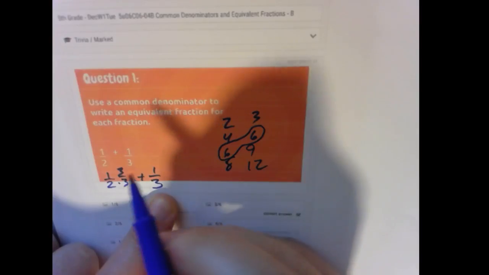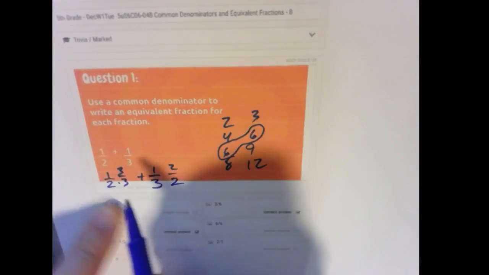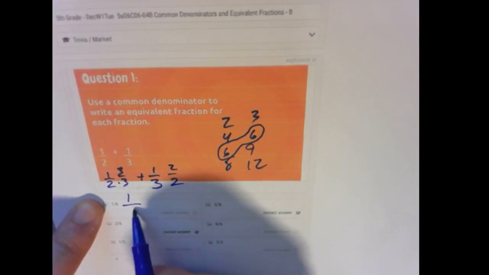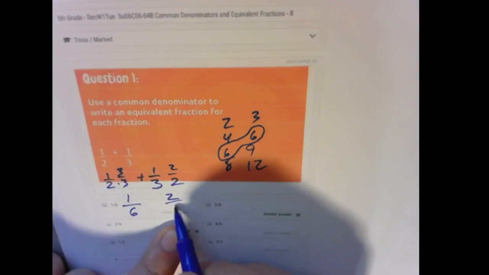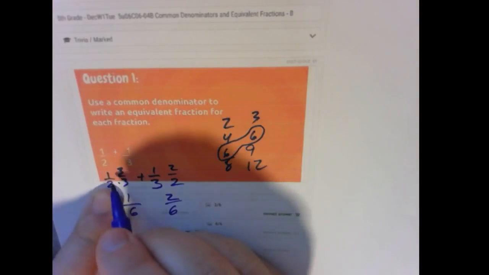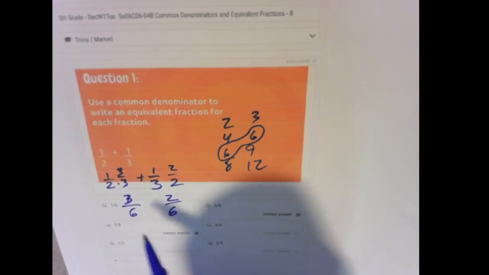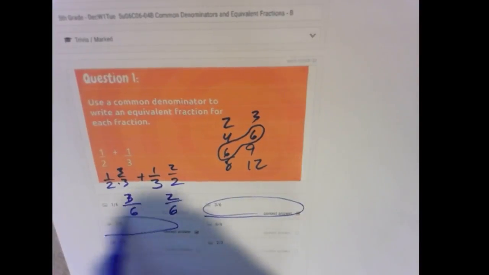And what am I multiplying? I'm multiplying by 2 over 2. So what does that give us? 1 times 3 is 3. 2 times 3 is 6. 1 times 2 is 2. 3 times 2 is 6. So what we're looking for is 3 over 6 and 2 over 6, the two fractions this turned into.